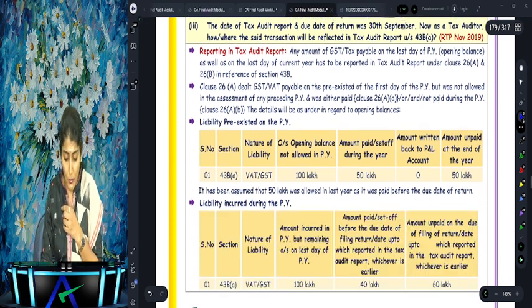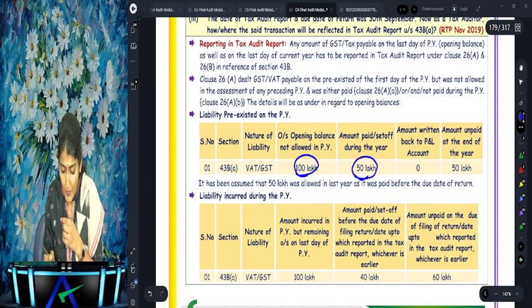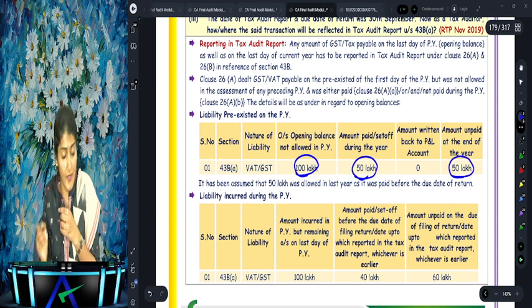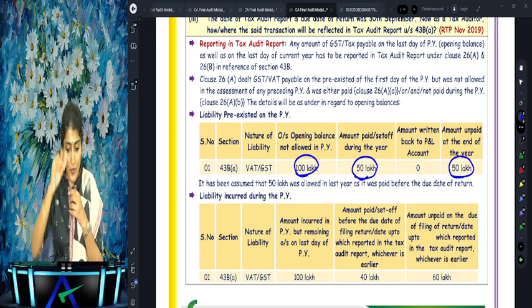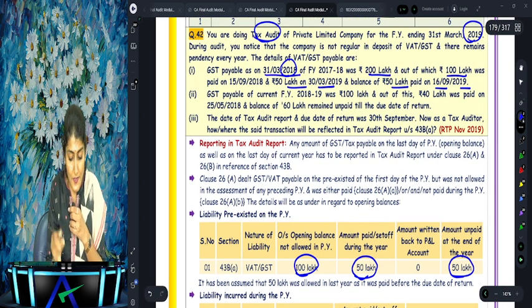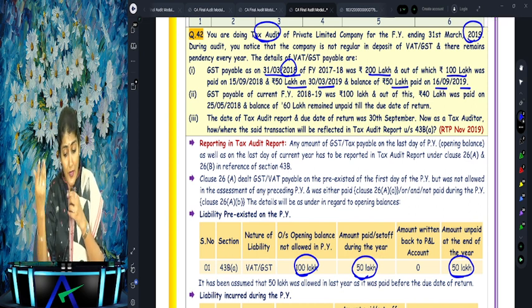Right, so what you do over here: opening balance is how much? 100 lakh. Amount paid during the year, 50 lakh, and amount unpaid at the end of the year, 50 lakh. Are you able to understand that? Beginning of the year, was the balance outstanding on 1st April 2018? Yes. And how much amount has been paid during the year?